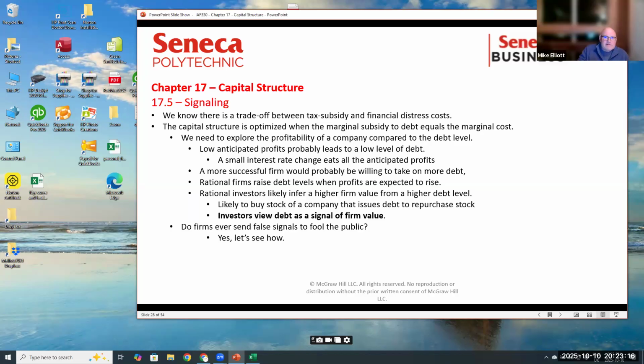Rational firms raise debt levels when profits are expected to rise. Rational investors infer higher firm value from a higher debt level. Put those two together for a second. If a rational company is going to issue more debt when profits are expected to rise, then as an investor, I look at a company that says they've just issued debt, they must be expecting profits are about to rise. I must have some of that debt. That's the way it works.